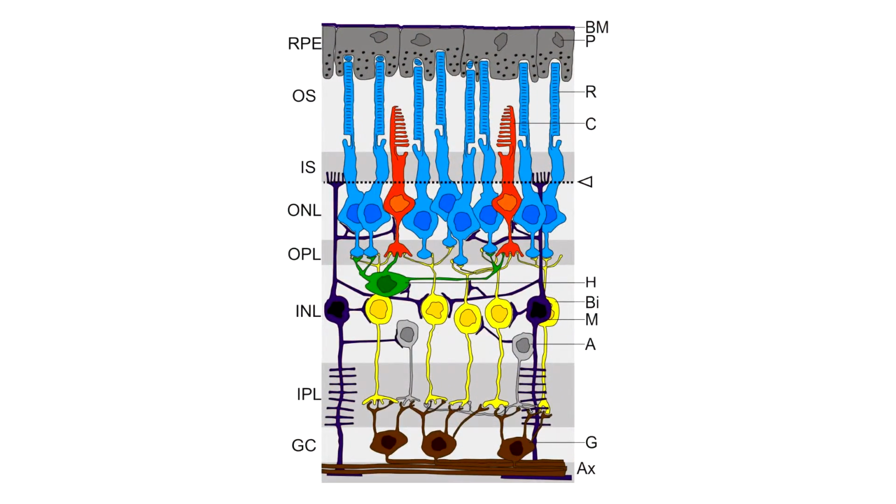The retina. From the eye cavity outwards, the retina contains the nerve fiber layer, the ganglion cell layer, the inner plexiform layer, the inner nuclear layer, the outer plexiform layer, the outer nuclear layer, the photoreceptor outer segments, and the pigment epithelium.